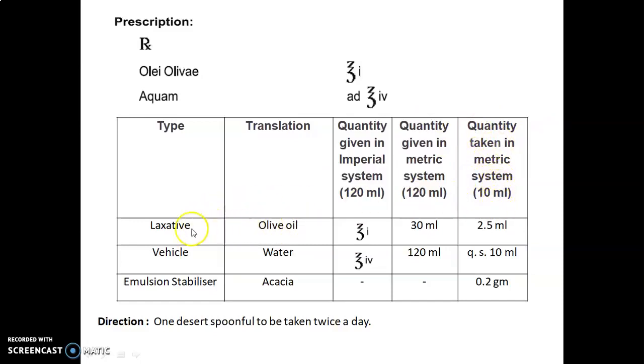So first of all we have olive oil, which is used as a laxative, ounce I, that is 30 ml. Quantity taken should be calculated with the help of the factor, that is 2.5 ml. Second one, water, which is used as a vehicle, ounce IV, means 30 into 4, that is 120 ml, so quantity sufficient to prepare up to 10 ml. Acacia, emulsion stabilizer, given quantity should be quantity sufficient, so taken is 0.2 gram. Direction: 1 dessert spoonful to be taken twice a day.